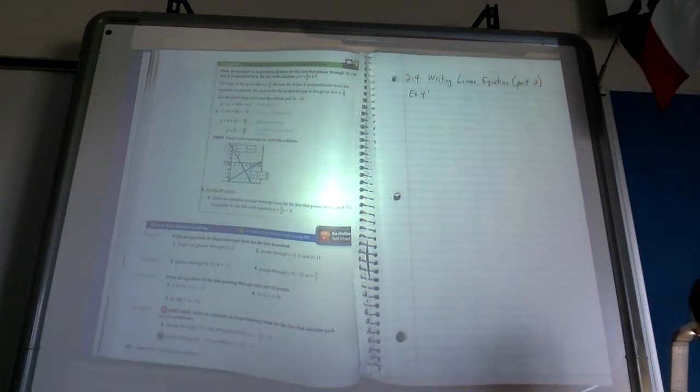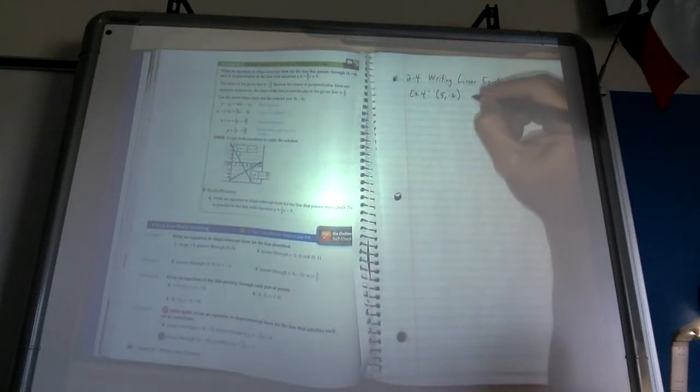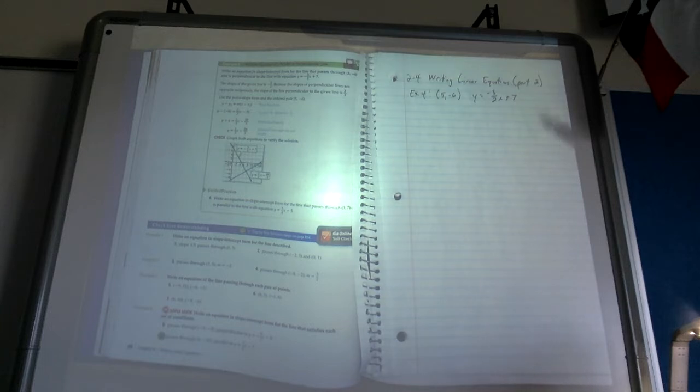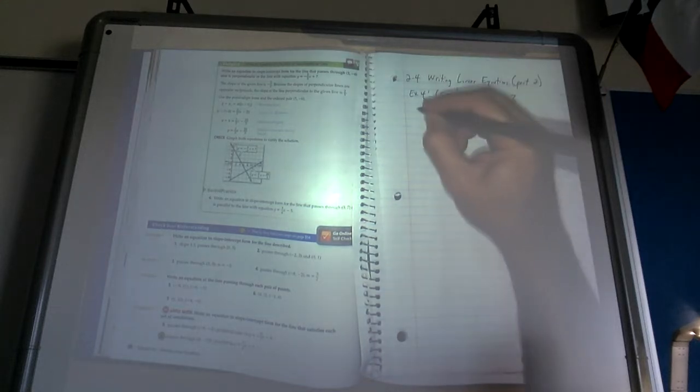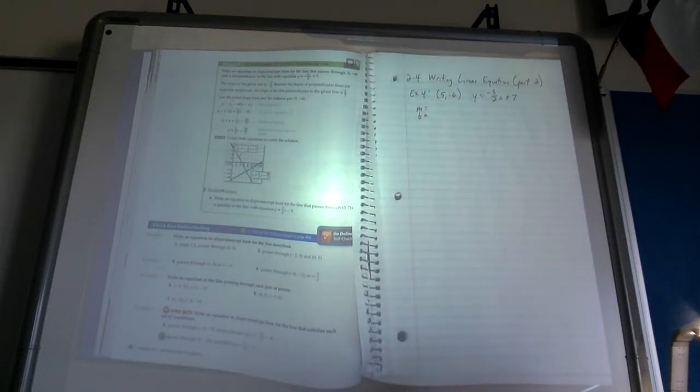Example 4 says this: write an equation in slope-intercept form for the line that passes through the point (5, -6) and is perpendicular to the line with this equation, y equals -3/2 x plus 7. So we're not writing the equation for this line, we're writing an equation perpendicular to this line that goes through this point. So we need to still know the same 2 things that we needed to know writing an equation in the first part of 2-4, and that is, what is the slope and what is the y-intercept? Those are the 2 things that we need.